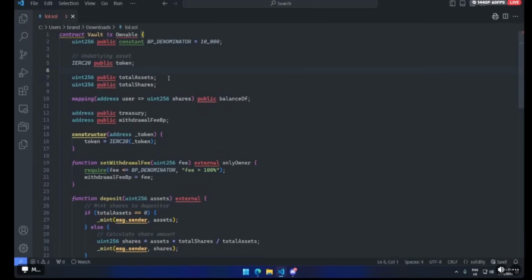I already explained this just now, but you see that token is the underlying asset that the vault will hold. So users will deposit token and they will withdraw token. This is quite obvious. And next you have the two important state variables, total assets and total shares. If you look at the contract, you can sort of guess that total assets is the total amount deposited into the vault. And total shares is the total amount of shares that all users hold. And there's not much to be said about this.